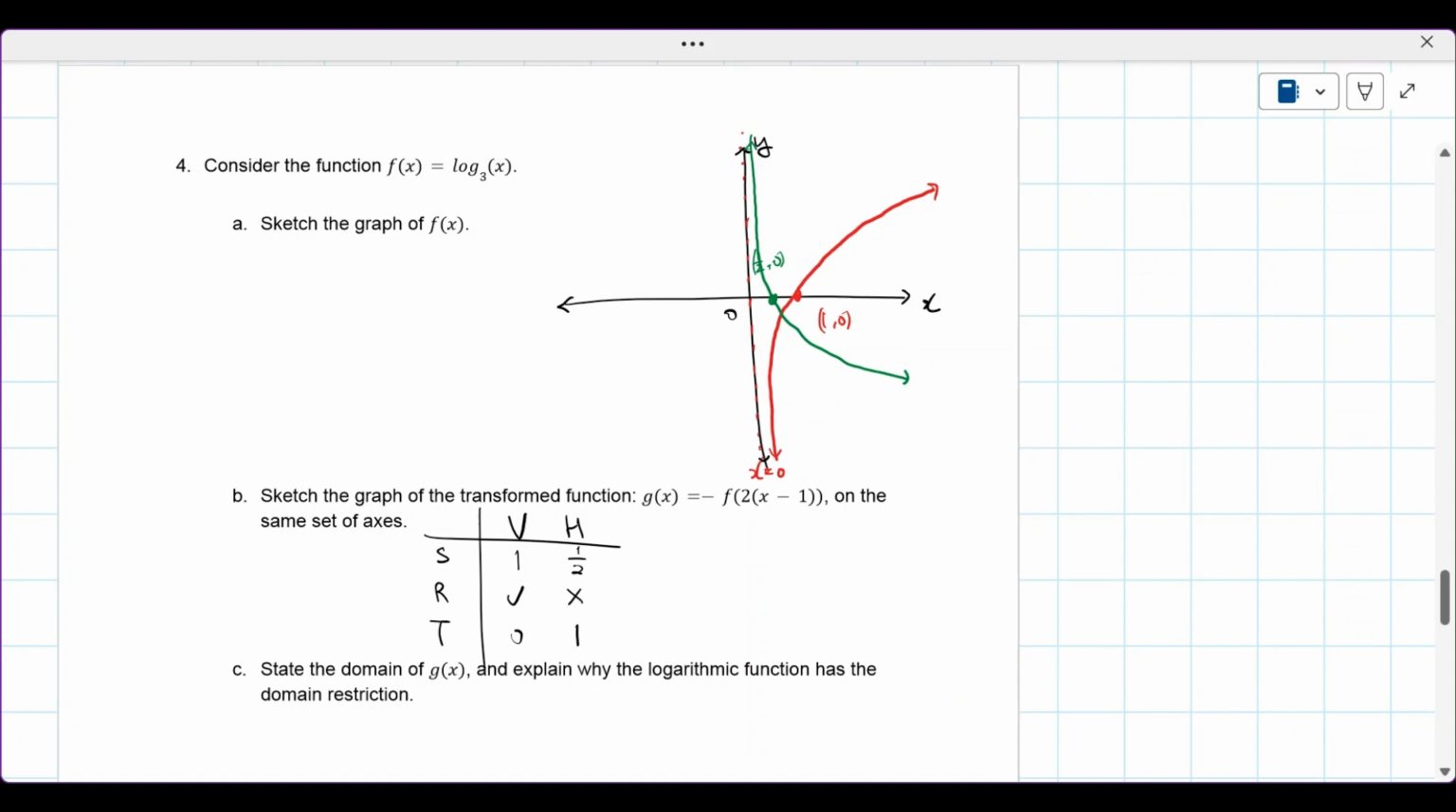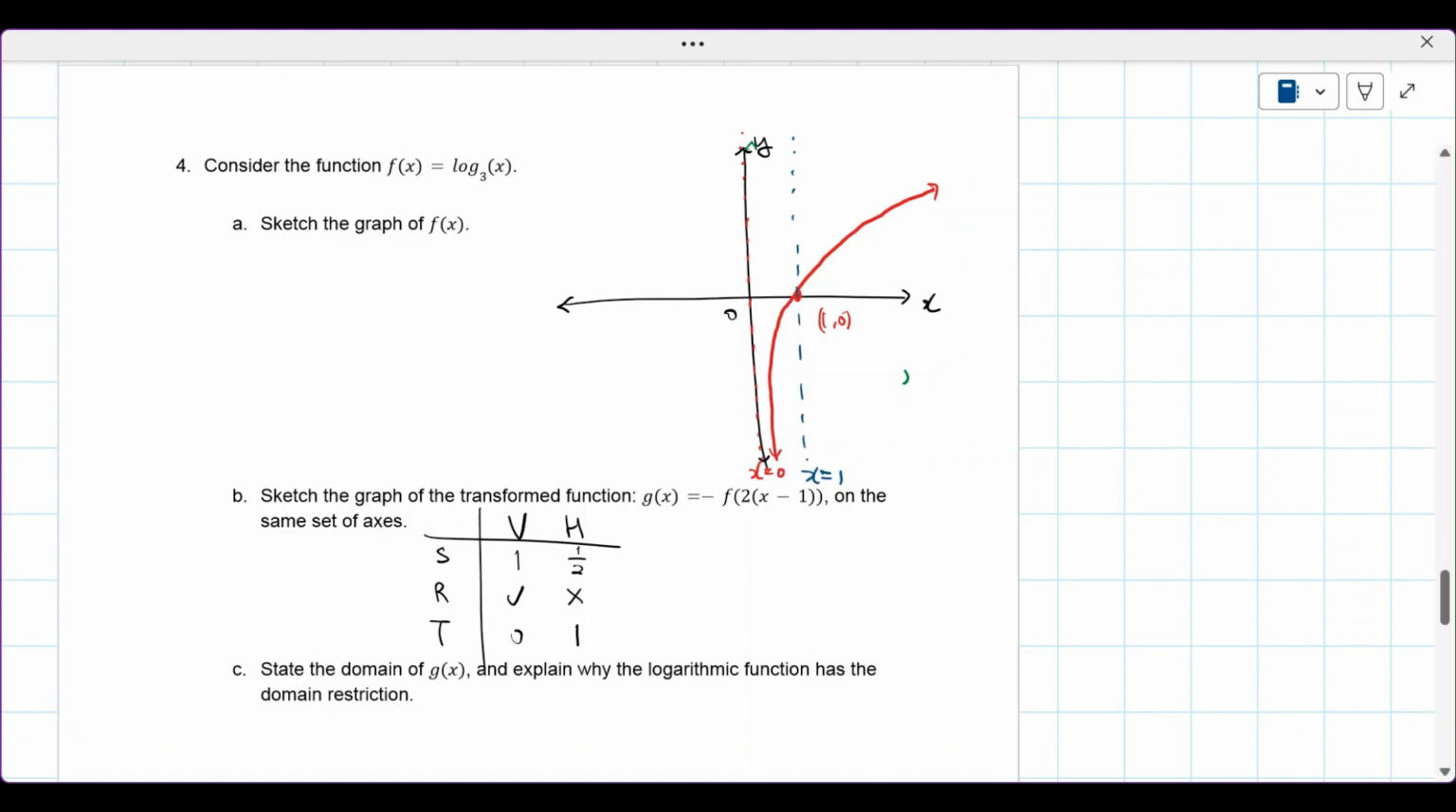Finally, we have a horizontal translation, 1 to the right. So it means that all parts of my graph will be moving 1 to the right. Sorry, my vertical asymptote will be moving 1 step to the right.